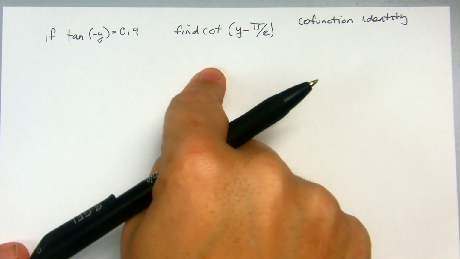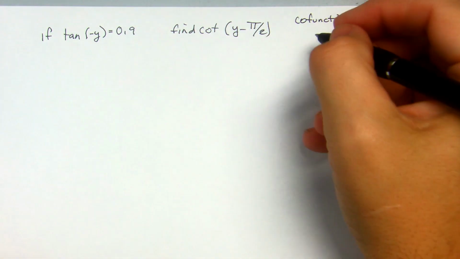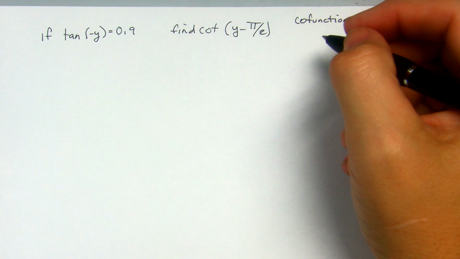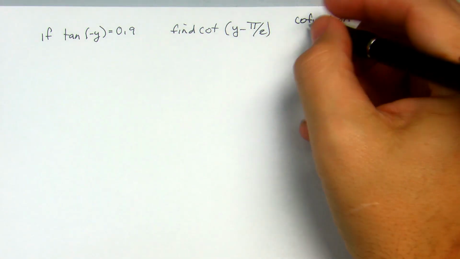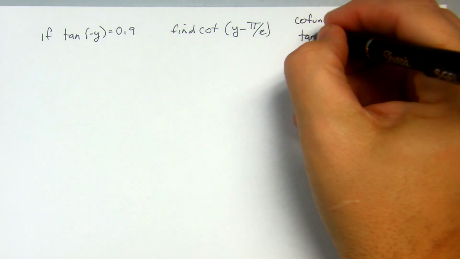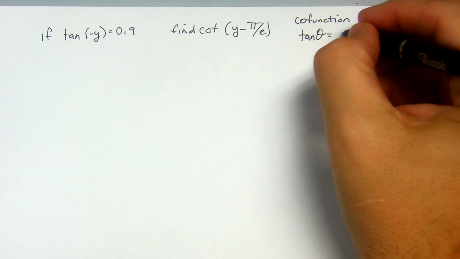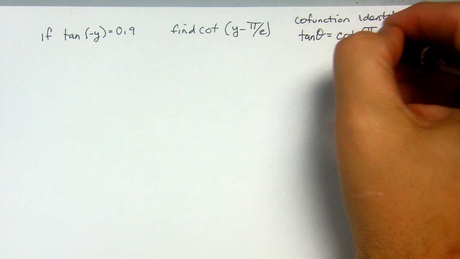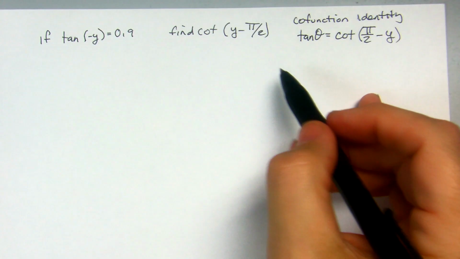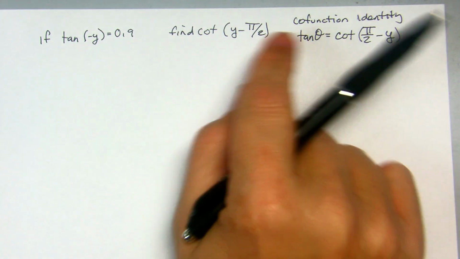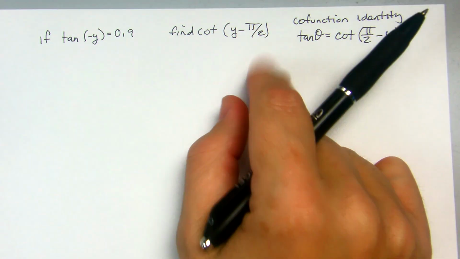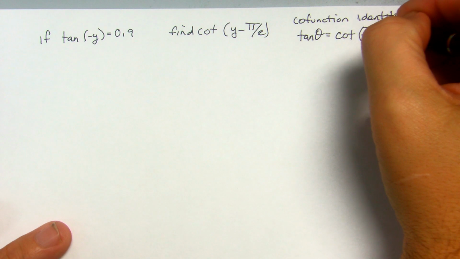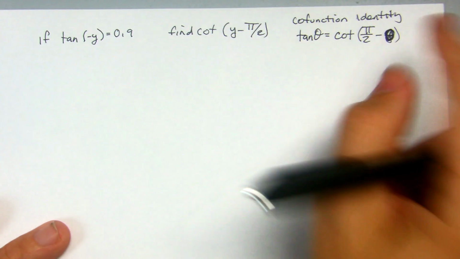However, this is wrong. This is not the cofunction. The cofunction formula for this one is tangent of theta is equal to cotangent of pi over 2 minus y. And if you're looking at the two angles, these are opposite angles. So that would have been theta. That's your identity. But we would change those to y's as well.